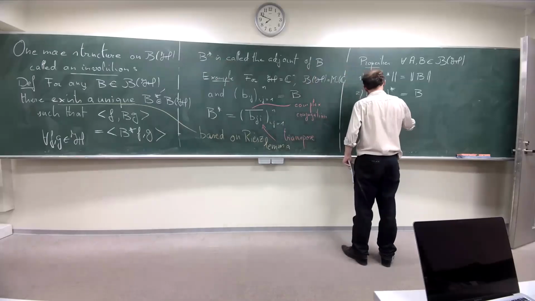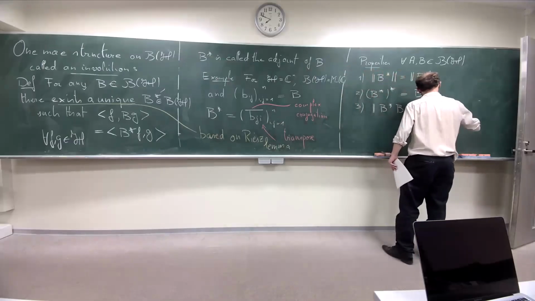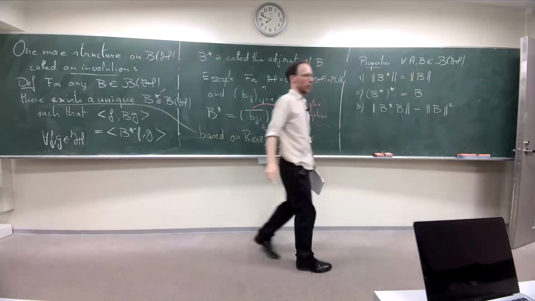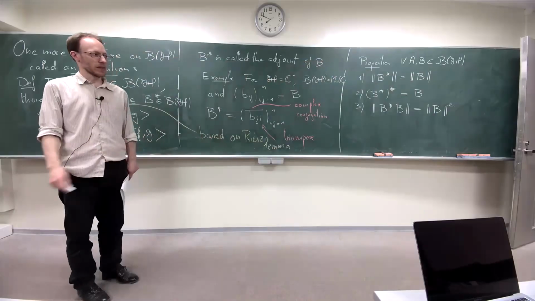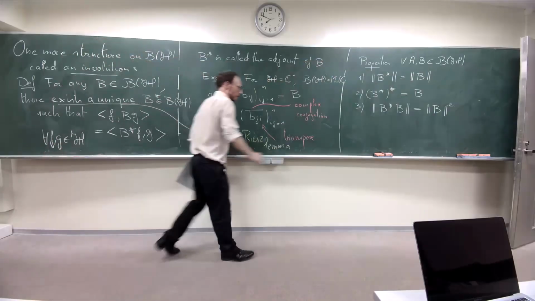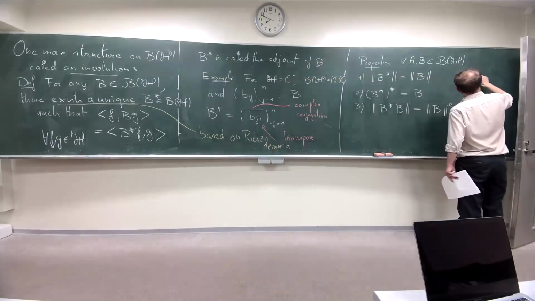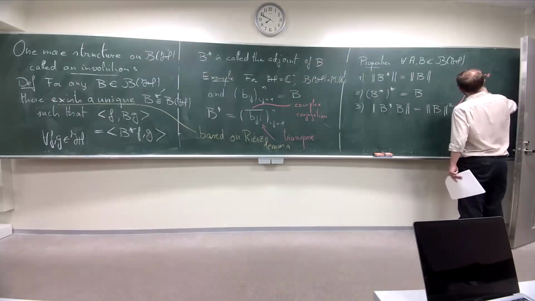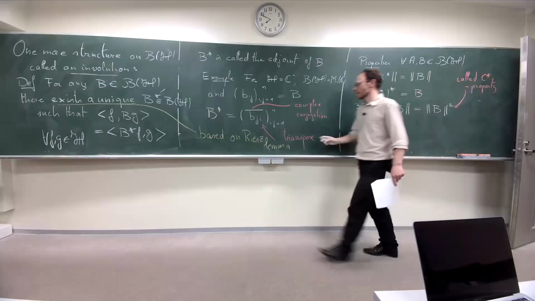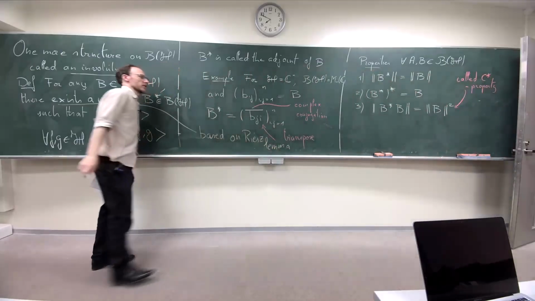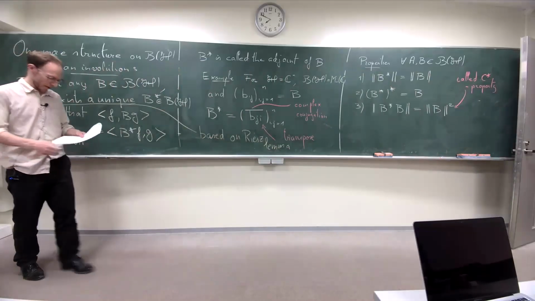Then what is the norm of B star B? This is slightly more difficult. But this is very, very important. In fact, this is a full subject. This is called the C star property. You have books on C star algebras. So this is very important. So the norm of B star B is the norm of B squared.